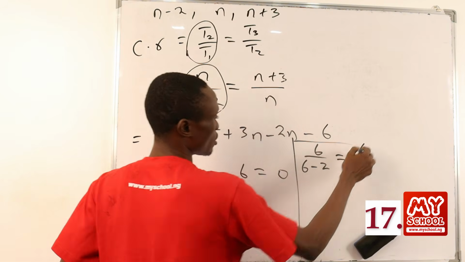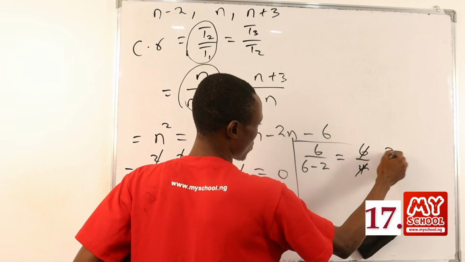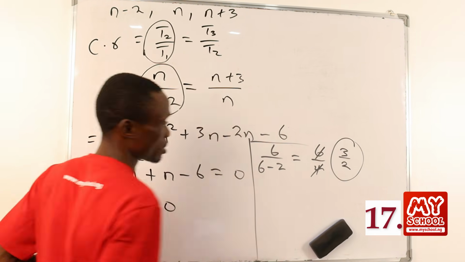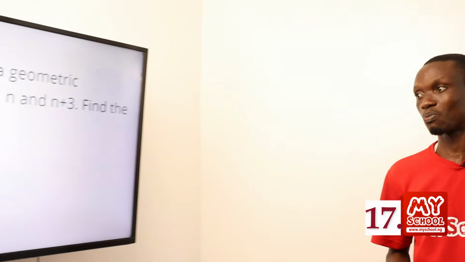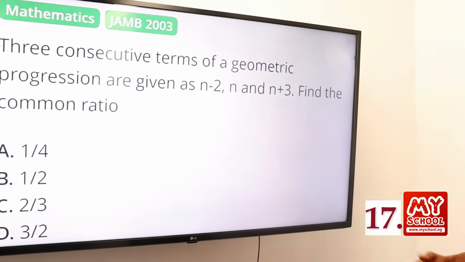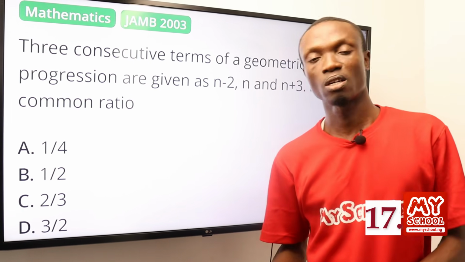So if we break it down, 2 here is 3 and 2 here is equals to 2. So the common ratio is 3 all over 2. Okay, so let's move to the screen to pick the correct option for this question, and that is option D, 3 over 2. Question 18.